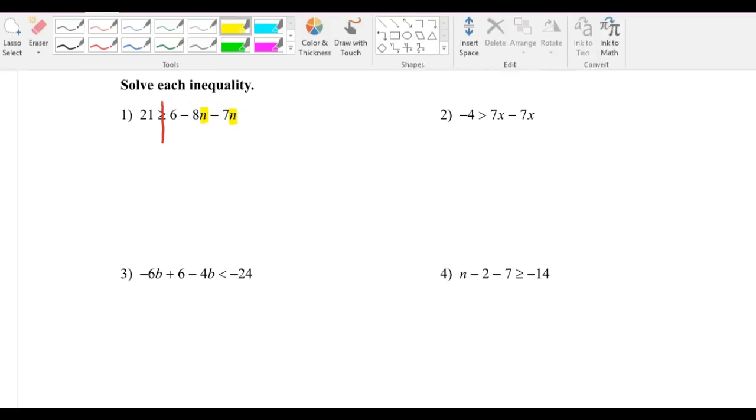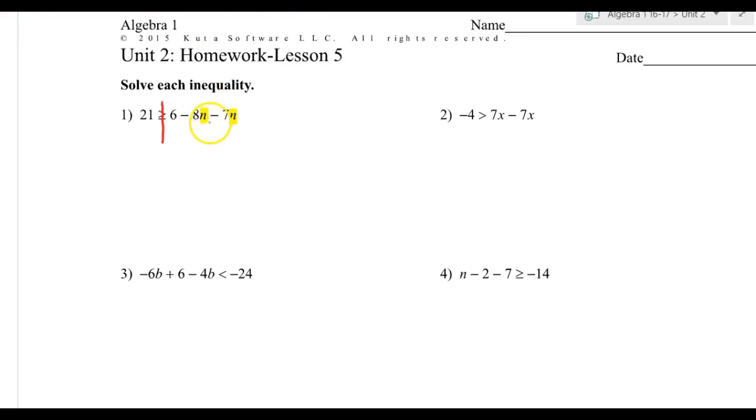I have two n's on this side, and the biggest thing to recognize is both of those n's are on the right side. So that means I have to combine these values. I have to do negative 8n minus 7n first.